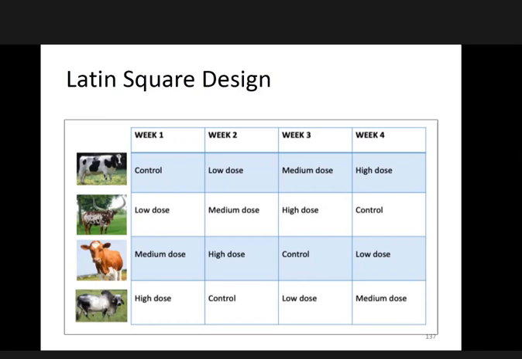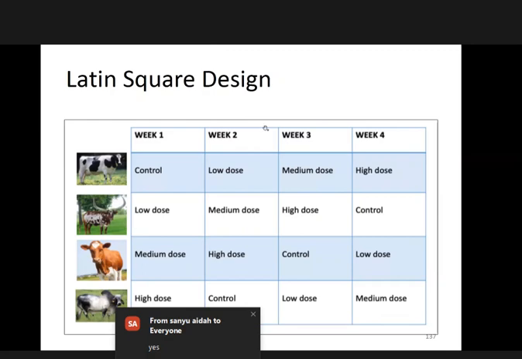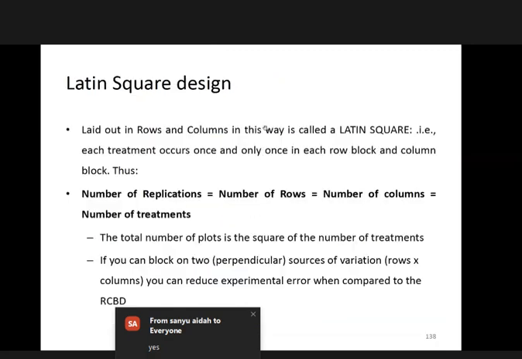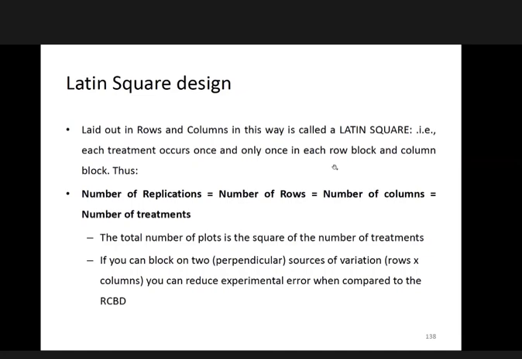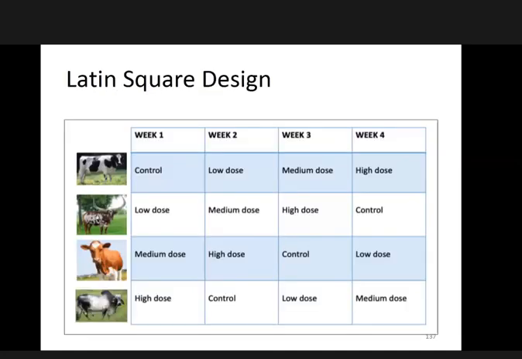Okay. Is that clear? Yes, it's clear. So the row column design in this case is then, if we go back here, this is row number 1, row number 2, row number 3, and row number 4, and the columns. This is what we call a row column design.